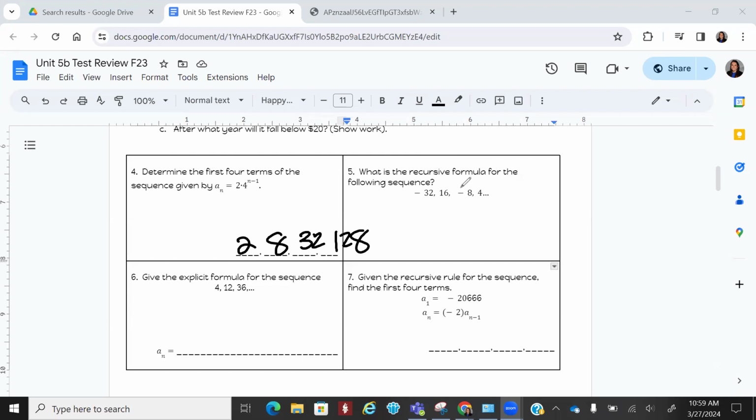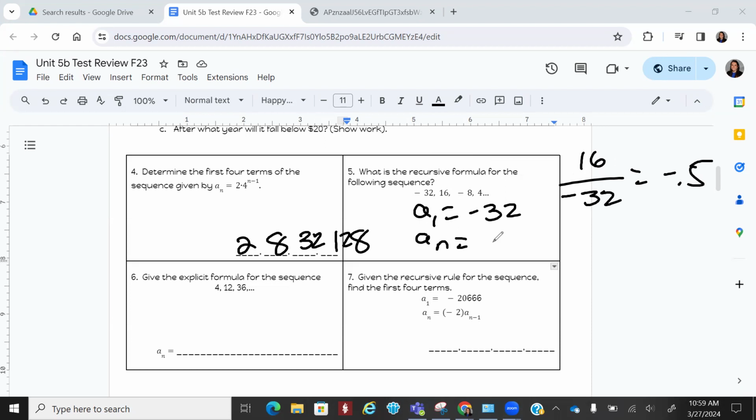To find the rate for this one, I want to go over this part, so hang with me. 16 divided by negative 32 gives me what? Negative 0.5. So when you write the recursive, you're going to state your first, and then the rest of your formula. Remember, we're going to plug in that negative 0.5. Don't you dare put divide 2. Don't do it on your mastery check.